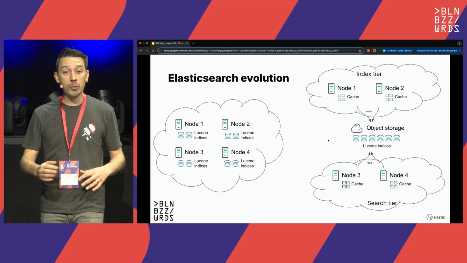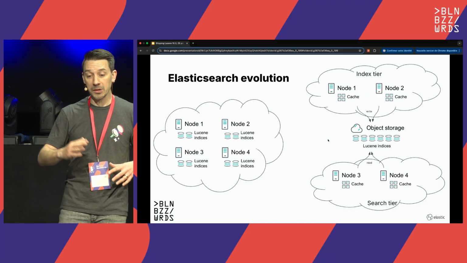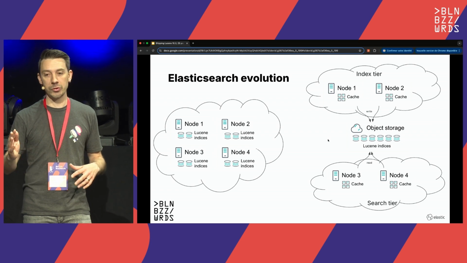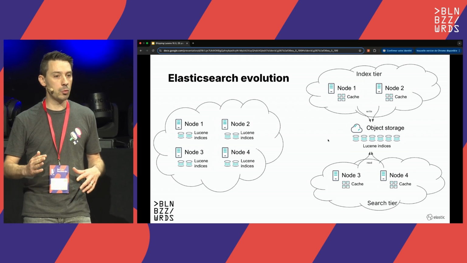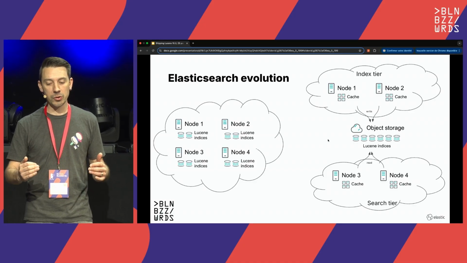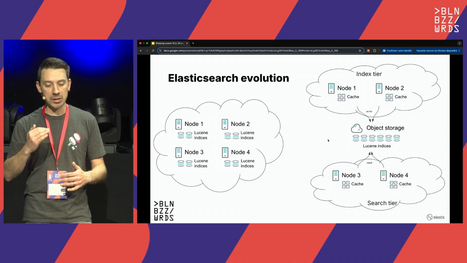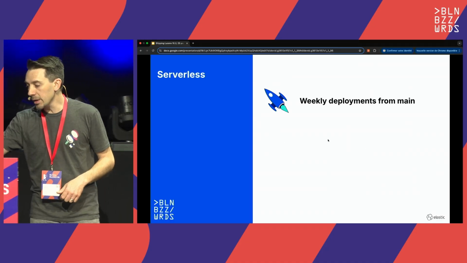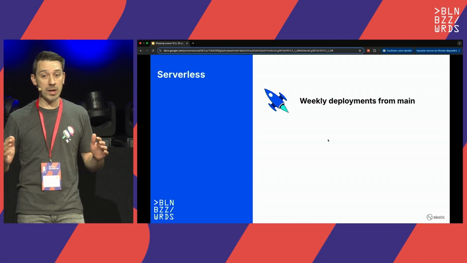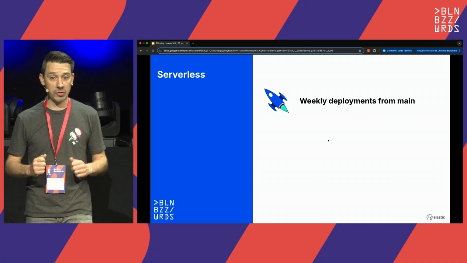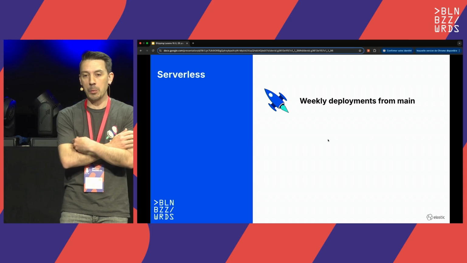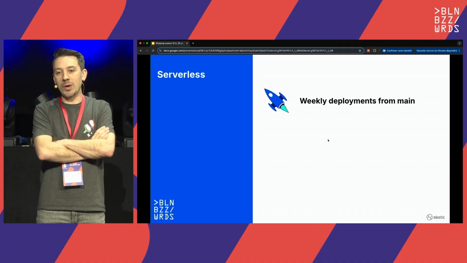That's not only a fully managed thing, but it also comes with a different architecture that I'm not going to cover in depth here. It's just to show the evolution of Elasticsearch over the years, similarly to how Lucene evolved through the years. There is now an object storage where data is offloaded, and a separation between indexing and search. But what's most relevant for this talk is one big thing that serverless brought to our team: we sat down and decided that we want to deploy weekly from main. And that has some consequences for how you work.